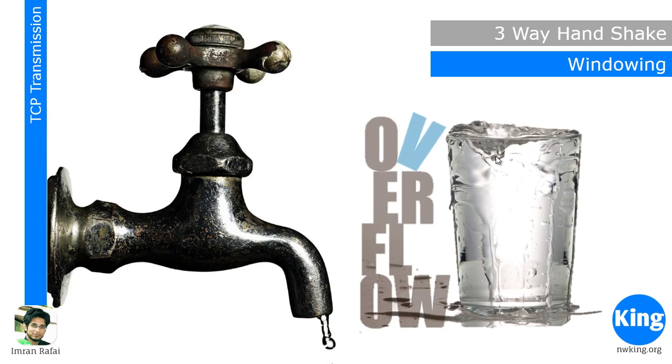Now that is exactly what windowing is. It is one of those flow control mechanisms where both of them gradually, by doing this, realize what the capacity of the transmission is.